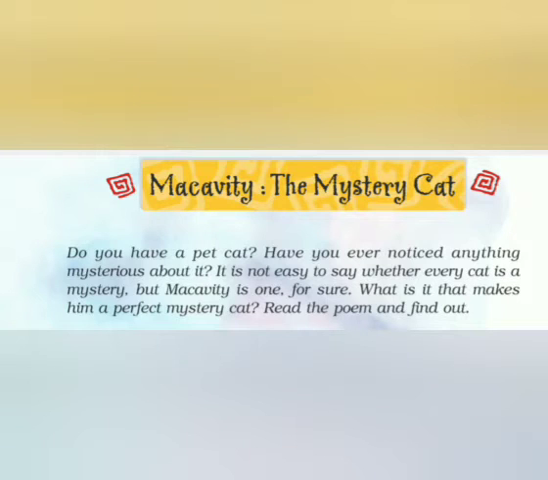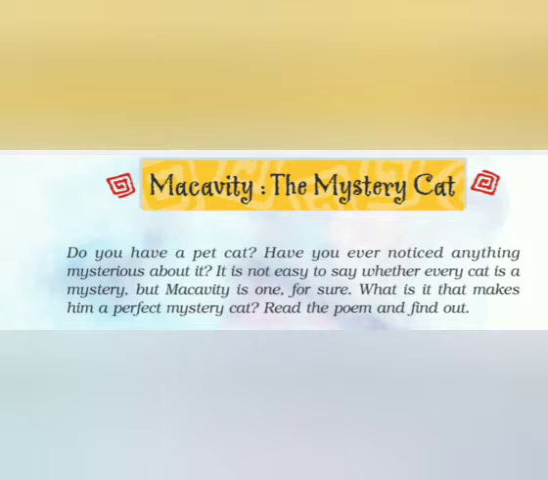Macavity, the mystery cat. Do you have a pet cat? Many of us have. Some of us have dogs. Yes? Have you ever noticed anything mysterious about it? Something mysterious, something which it does very, very quietly? It is not easy to say whether every cat is a mystery, but Macavity is one for sure. So it's difficult to say if every cat is a mysterious cat, if every cat is like Macavity.